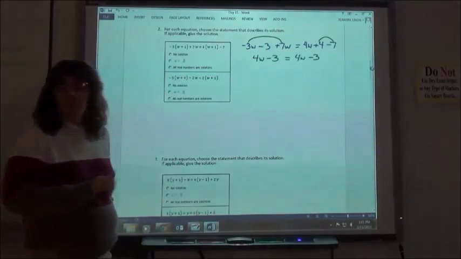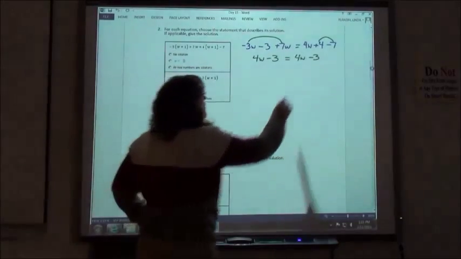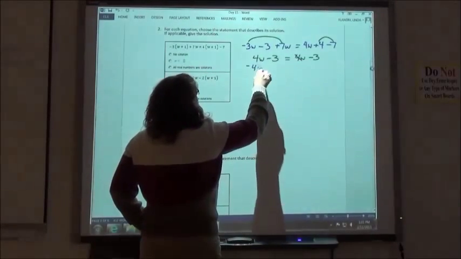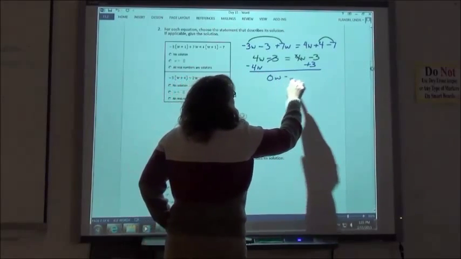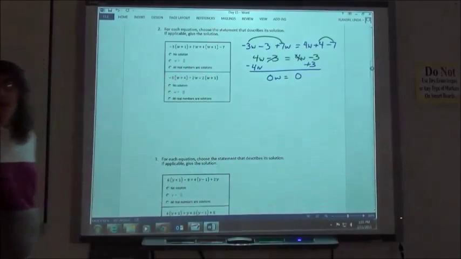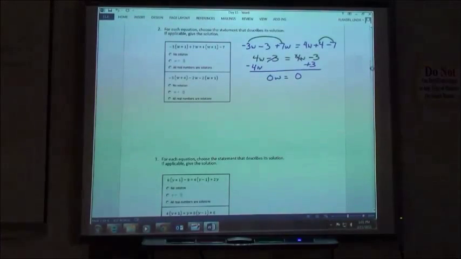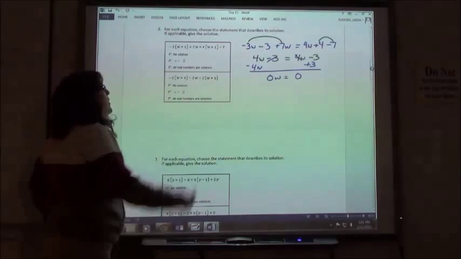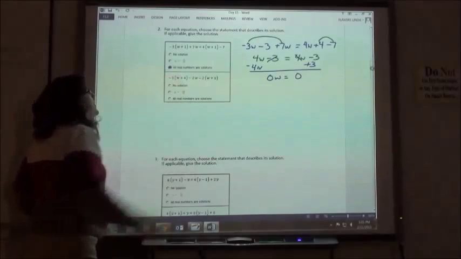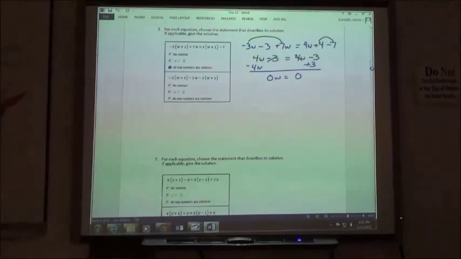Notice there, what you have on both sides is the same thing, right? So when I solve it, and I minus my 4W and I add my 3, that's when I get 0W equals 0. And when I get 0W equals 0, what's my solution going to be? All real numbers are solutions because I have what's called an identity. Both sides are exactly the same. It doesn't matter what I put in for W. I'm always going to get something equal to the same thing.